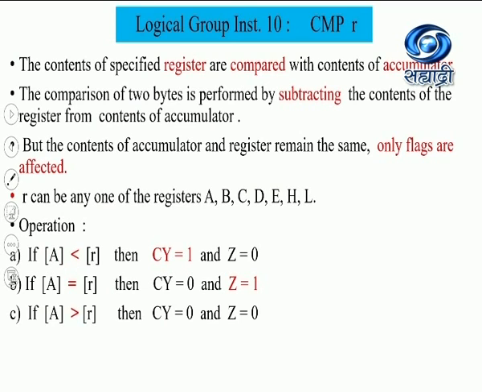If contents of accumulator are less than contents of register, then carry flag is set and Z flag is 0. If contents of accumulator are equal to contents of register, then carry is 0 and Z flag is set. If contents of accumulator are greater than R, then carry is 0 and Z is 0. So the result of comparison is indicated by status of carry and Z flag.